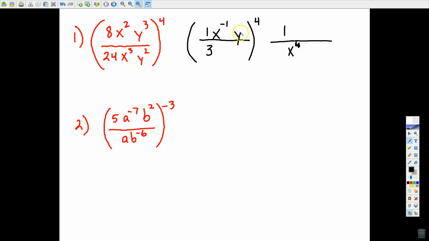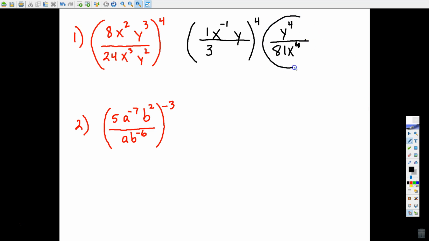Okay, and then y to the first, remember we raise this also to the 4th power, and we get y to the 4th. And down on the bottom, we still haven't raised the 3 to the 4th power. Remember, everything in the parentheses needs to be raised to the 4th power, and 3 to the 4th power is 81. So writing this a little bit neater, now that I've stepped through raising all of the variables and numbers to the 4th power, my final answer is going to be 1 y to the 4th, or just y to the 4th, over 81 x to the 4th.